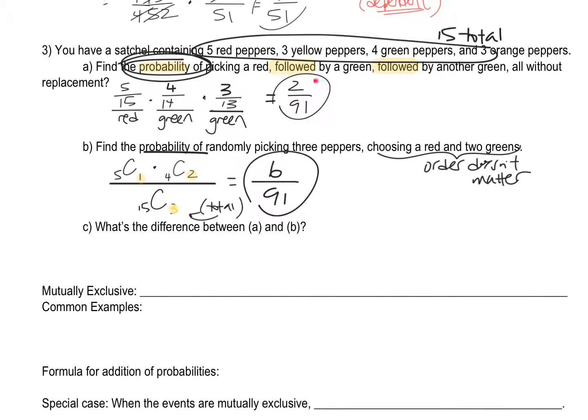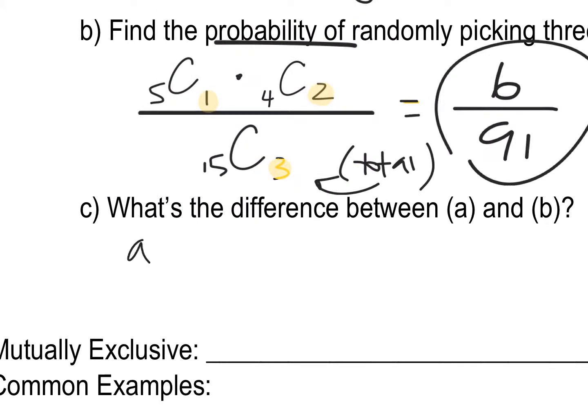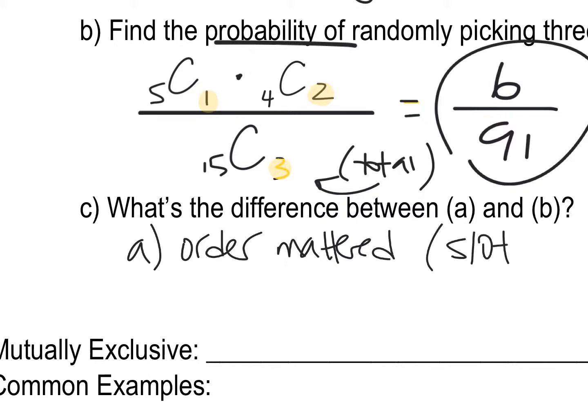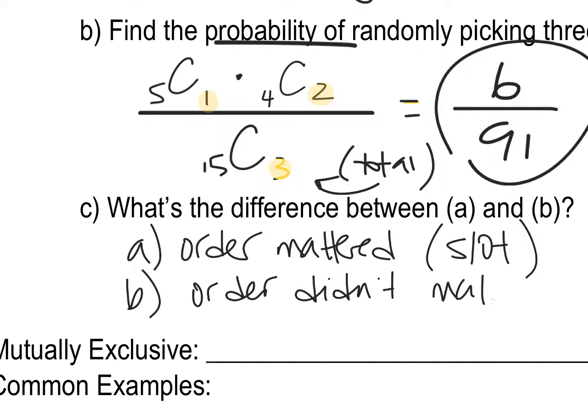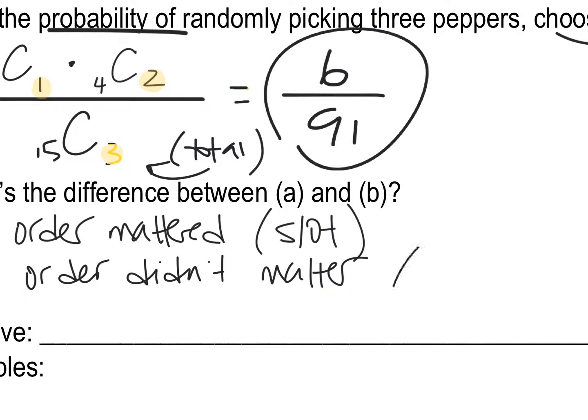Okay, so what's the difference between A and B? Meaning, what's the difference between this and this? Well, first of all, this one is without replacement, and the order matters in this case, the first one. In the second one, the order does not matter. And so what we're going to do is in A, the order mattered. Therefore, we did slot method. And in B, order didn't matter. So we're just doing the combinations.